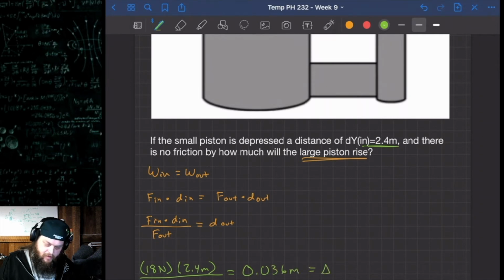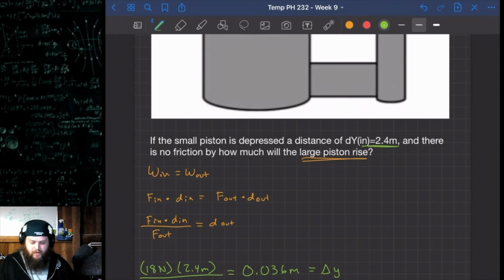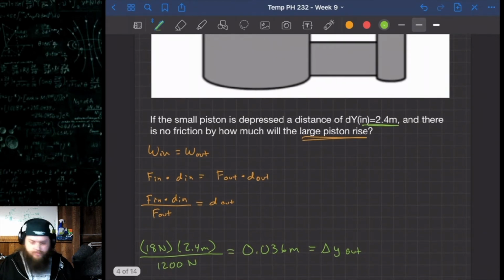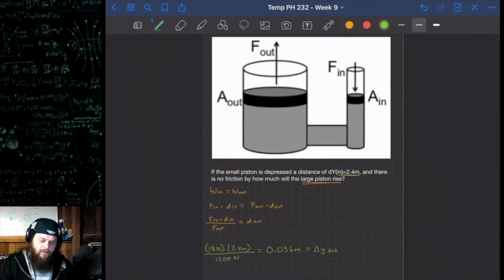And that's equal to your change in y of the large piston, how far it moves up. So that's kind of how hydraulics work and why we're able to push things up.